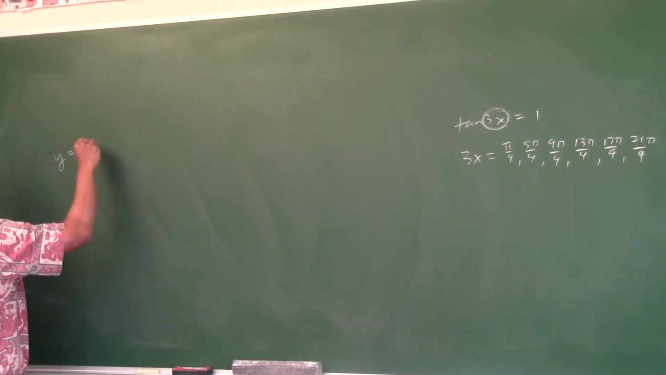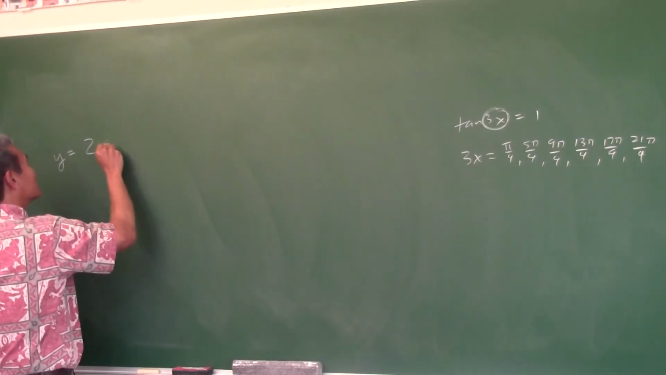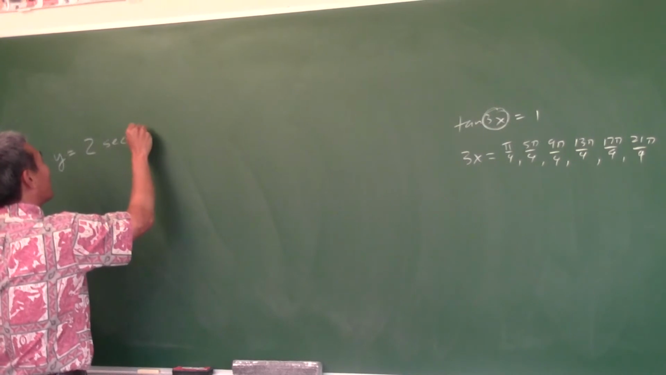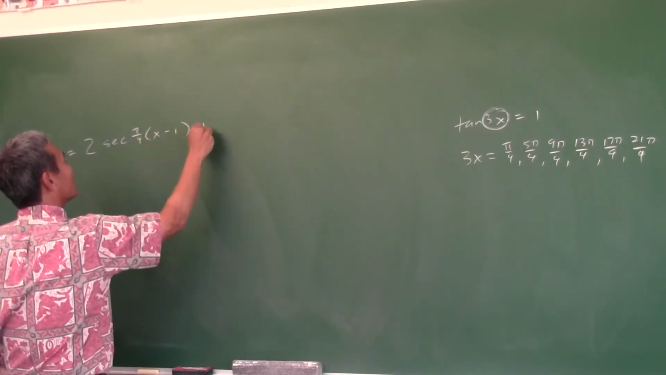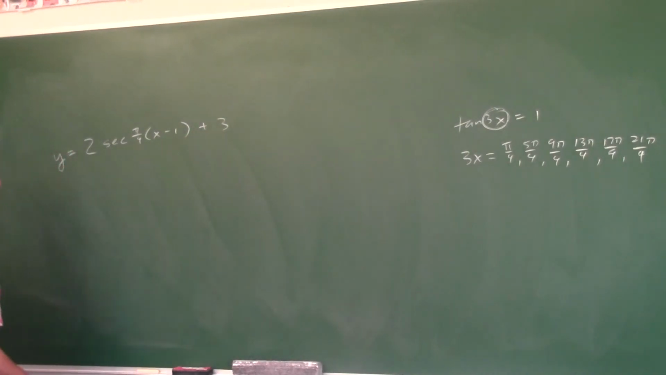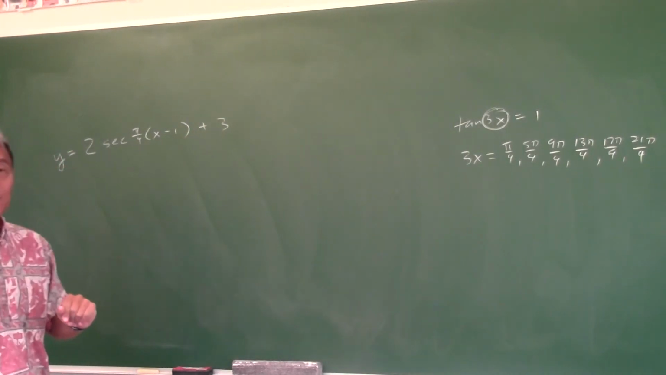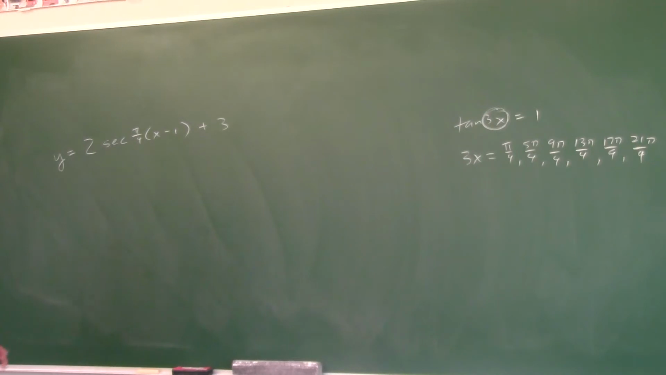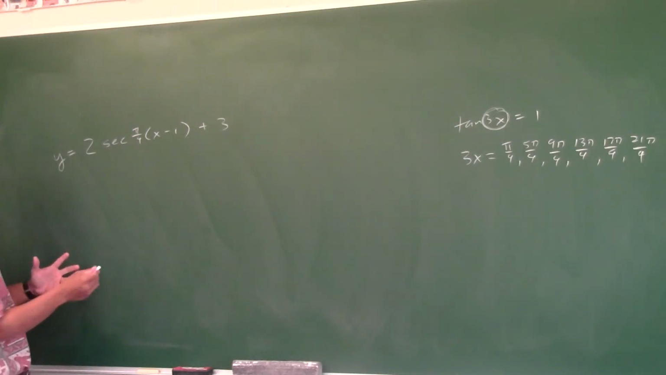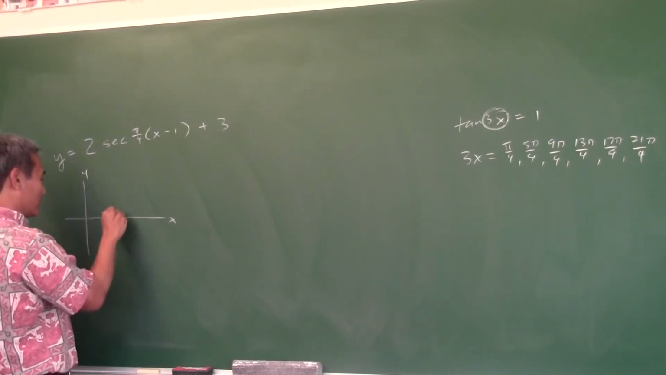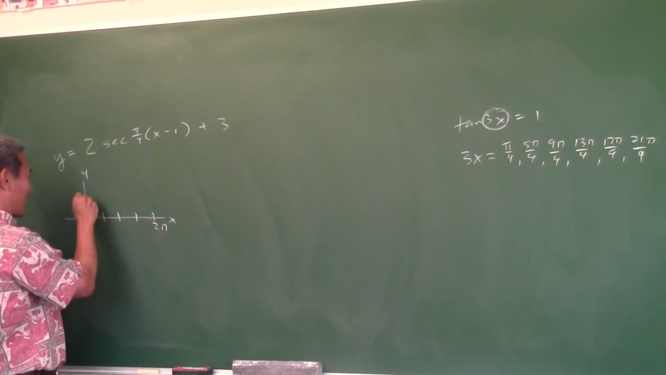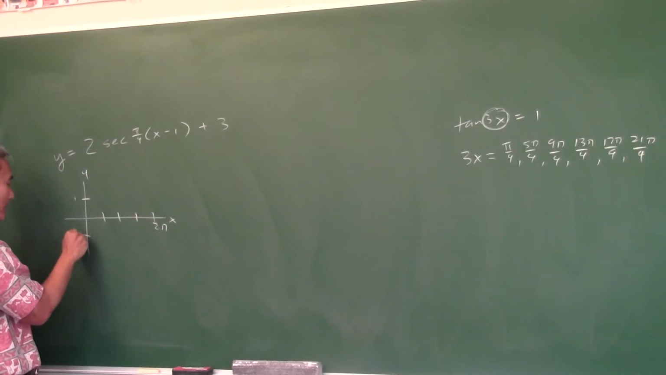Y equals 2 secant of pi/4 x minus 1, plus 3. What are the vertical asymptotes of this graph? Well, one way is you can just draw the graph. Okay, so 1, 2, 3, 4. So draw the base graph. So here's one period, negative 1, negative 1.